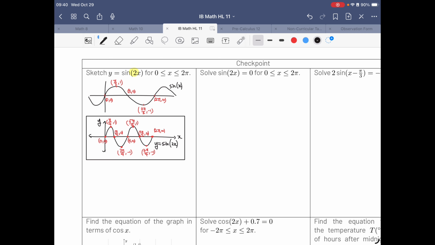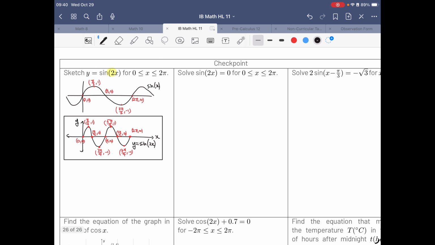Let's look at the second question. Solve sine of 2x is equal to 0 for x greater than or equal to 0 and less than or equal to 2 pi. So I can solve this question immediately because I've already graphed the previous one. But just for the practice, I'm going to look at this from a different perspective, solving it as an equation. So how do I solve this equation?